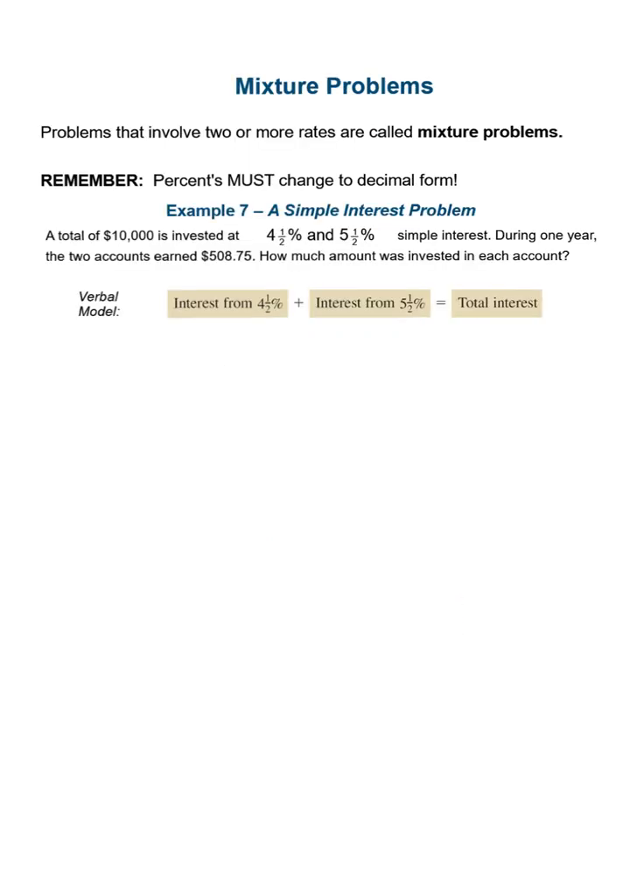All right, another example. Problems involving 2 or more rates are called mixture problems. Percents must change to decimal form, like I just did in that last problem for my answer. So a total of $10,000 is invested at 4.5% and 5.5% simple interest. During 1 year, the 2 accounts earned $508.75. How much was invested in each account? So like here we have our verbal model: interest from 4.5% plus interest from 5.5% equals total interest.